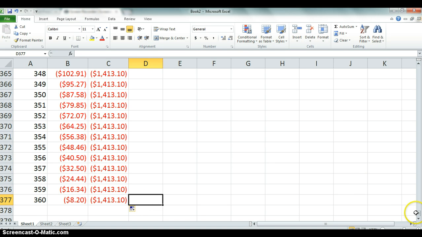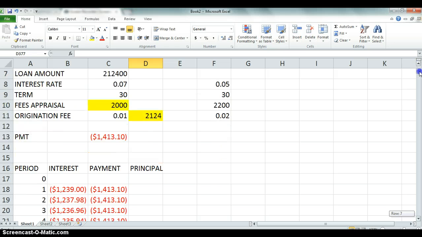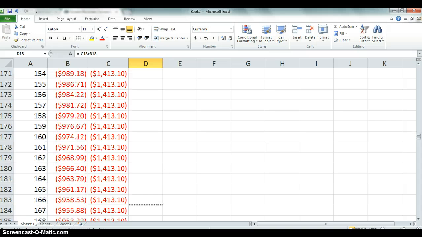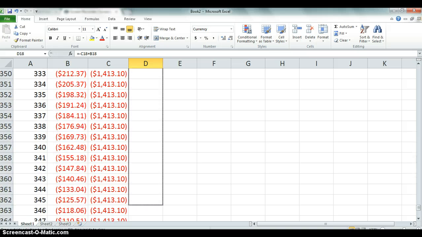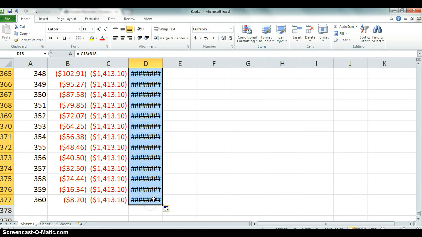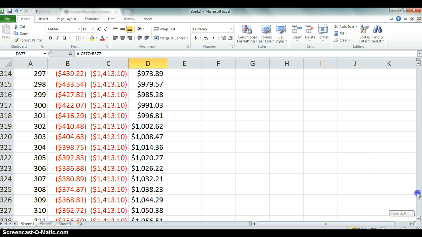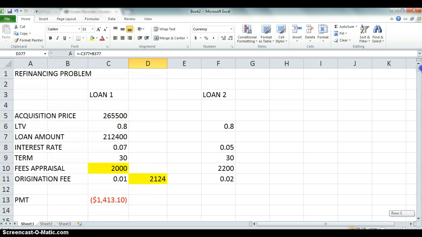And then finally, we're going to look at the amount of money that actually goes to the principal. How we're going to do that is equal minus the payment plus the interest. And this is the loan amount. This is the amount of money from each payment that is actually going to pay for the principal. And now we can see that, for example, our payment has been $1,413, from which $1,400 are going to the principal at the end of the whole period.